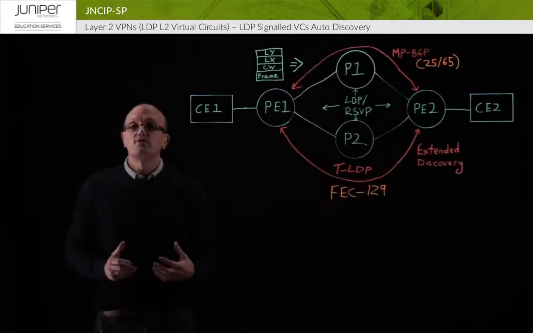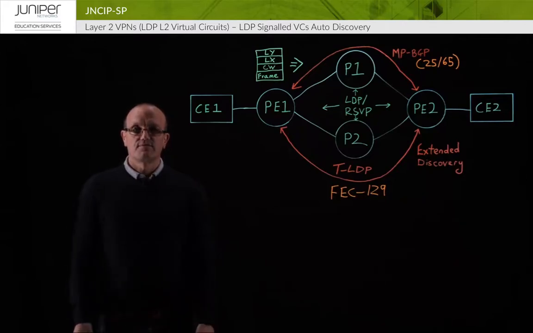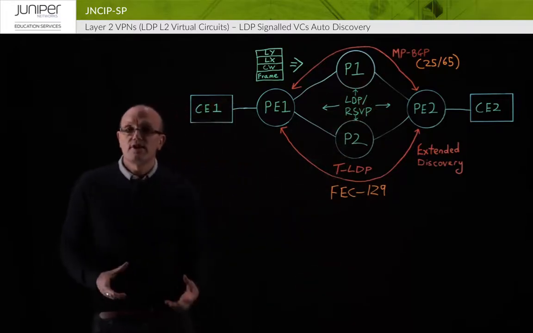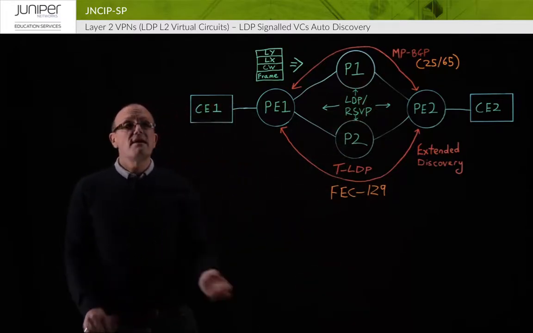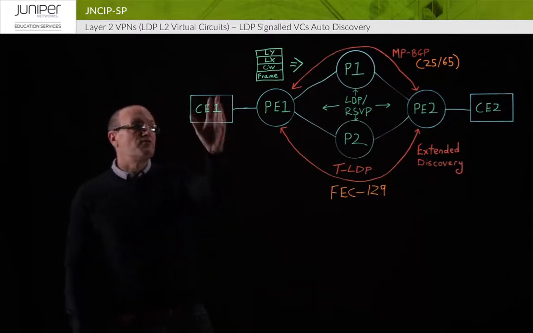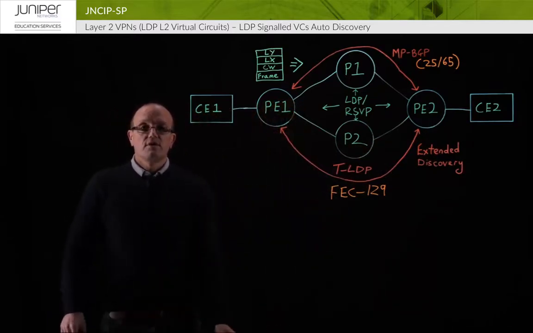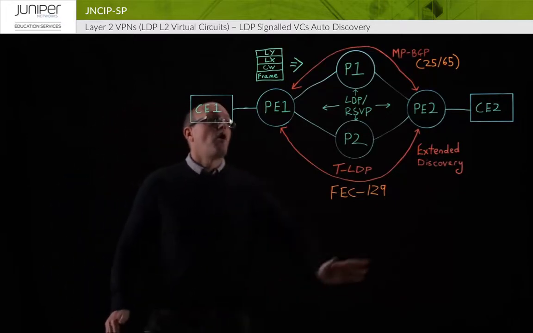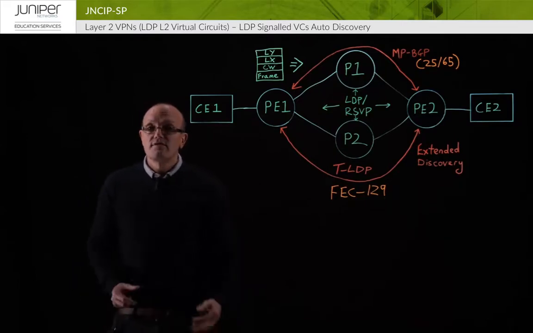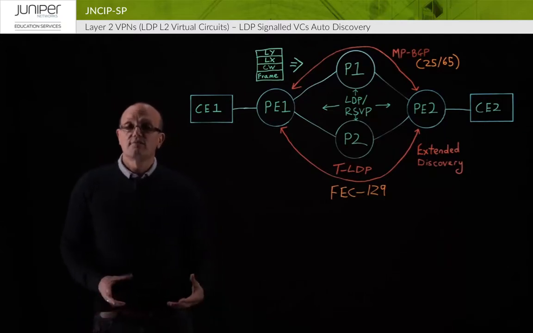In this video, we're going to talk about auto-discovery for LDP signaled virtual circuits. So imagine a scenario where you are a service provider that's supporting a very large customer who has many customer sites, and there is a very high degree of meshing going on between these different customer sites, maybe even a full mesh. The resulting configuration required on the service provider network will be very large. There is an alternative to this, which can reduce the amount of configuration required, and that's using auto-discovery.